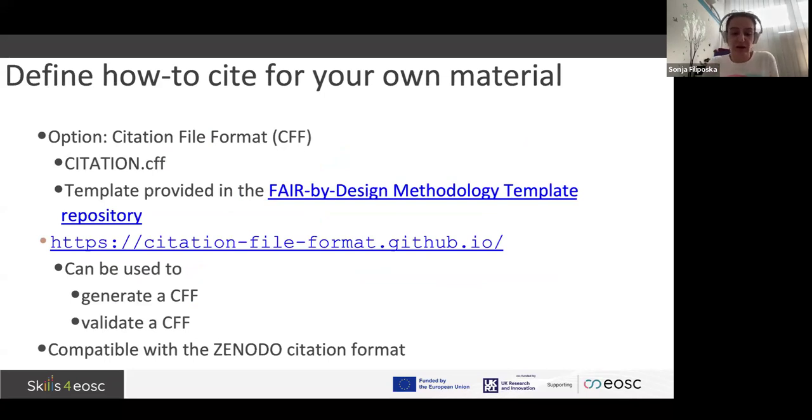What we do, for example, and again, it's a recommendation, it's not mandatory in the Fair by Design methodology, we say you should have a citation file. We use the Citation File Format. So for our materials, we provide a citation file that is citation.cff. And we use this link to validate the CFF file. It is, for example, compatible with Zenodo, because in Skills4EOSC, we publish all of the editable formats of the materials in Zenodo.